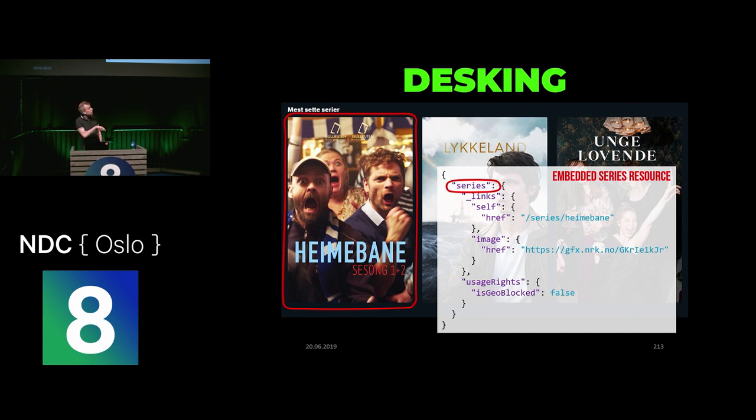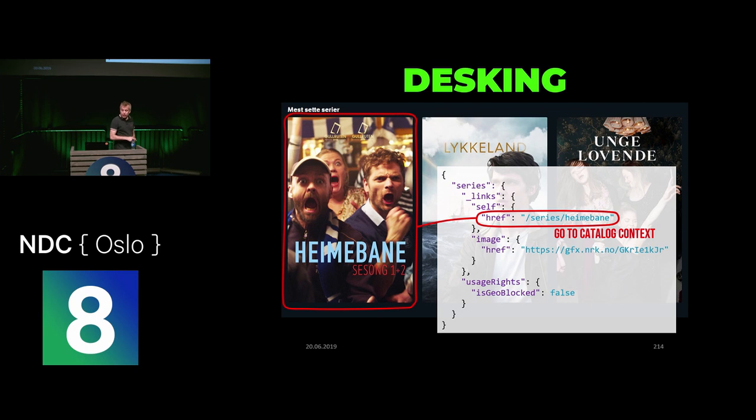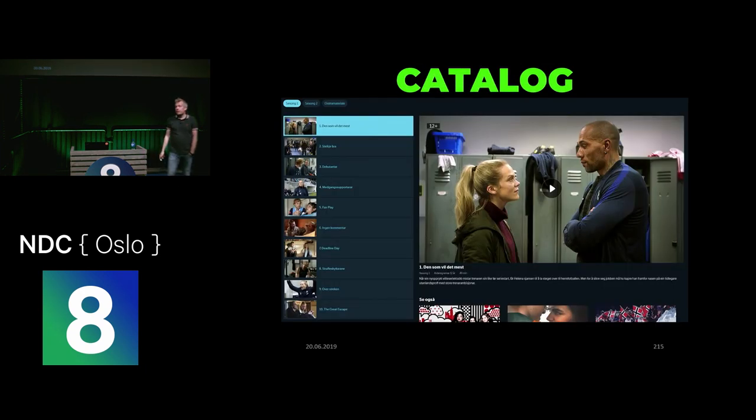So it's going to be a series, and that's going to be the embedded resource. And then for each series, we're going to present some links. And this now offers the ability to navigate from the desking context to the catalog context through this link. So if you click this image in your browser, you're going to navigate over to the catalog context.